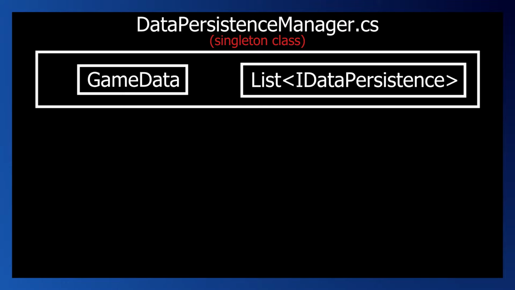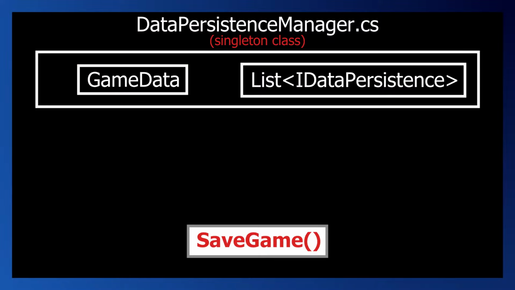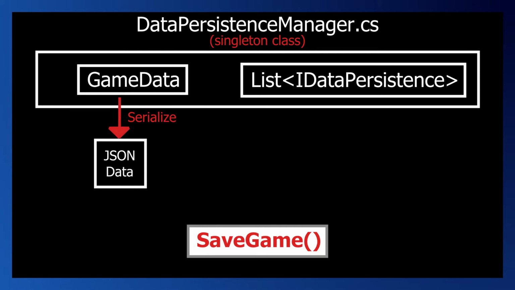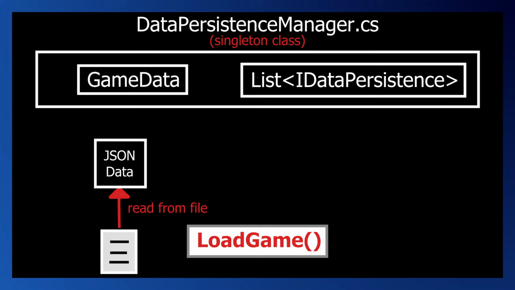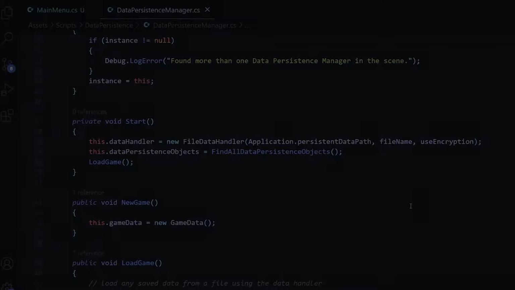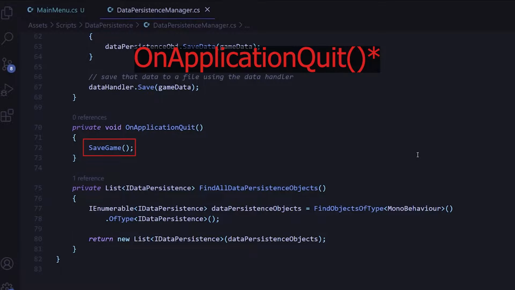In the DataPersistenceManager, we already have a NewGame method, which sets our game data to a clean slate. We have a SaveGame method, which calls all scripts that implement the IDataPersistence interface to collect the most up-to-date data, serializes that data into JSON, and then writes that data to a file. And last, we have a LoadGame method, which reads the JSON data from that file, deserializes it back into the C# game data object, and then pushes that data to each script that implements the IDataPersistence interface so that they can initialize from it. Right now, we're simply loading data when the game starts in the DataPersistenceManager's Start method, and then saving data when the game exits in the OnApplicationQuit method.